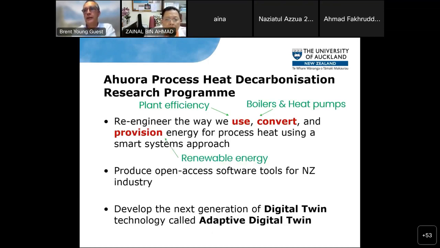and renewable energy. But the key thing in terms of technology is that we're going to be using adaptive digital twins for smart design and operation. And so one of the tools that I mentioned just now, that Covert tool, is one of these smart design tools that we're developing to assist with that.